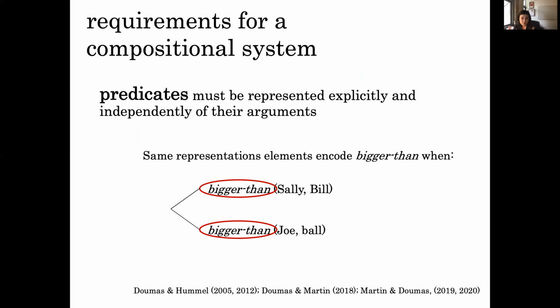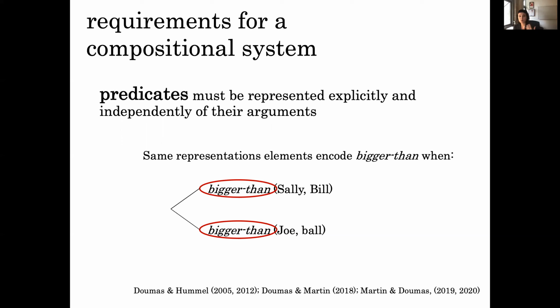So Alex and I want to posit the requirements for any kind of system to be compositional. We can sort of harken back more to the notion of predicate logic here. We can say if you want to have a system that can combine a role and a filler, you need to represent a predicate explicitly and independently of its arguments. So that means that, for example, if you want to encode something like bigger than, you want both Sally to be bigger than Bill, and you want Joe to be bigger than a ball, you want that notion of bigger than to point to the same representation in the system. So you don't want to have multiple representations that have the same meaning in a system. So that's one important aspect of the system.